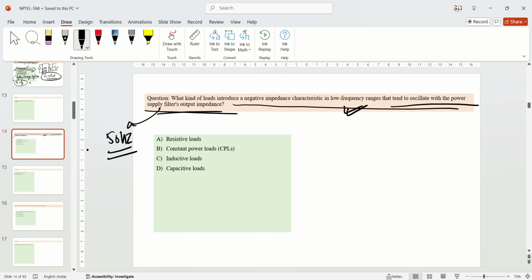Does anyone have the answer? Let me check. Okay, I've got one answer as well from the 11. It's constant power load devices. So let me explain this.